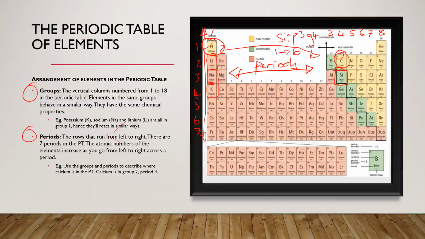And then in the example, it says use the groups and periods to describe where calcium is in the periodic table. So calcium is in group 2, period 4. So if we look here again, group 2 is this group, and in period 4. So calcium is over there. And that's really easy, right? Because if you just label your periods and your groups, then you are fine. Cool. Next slide.